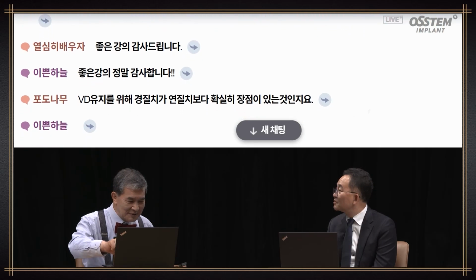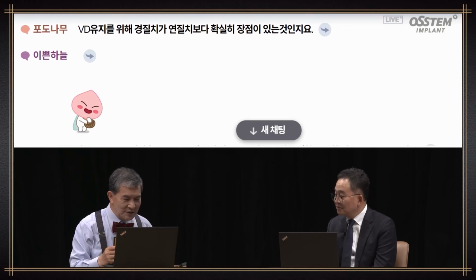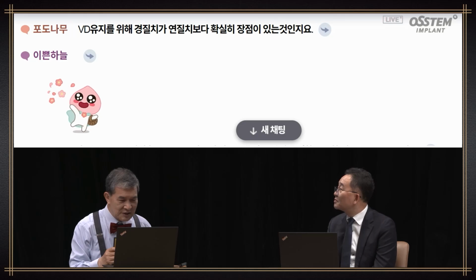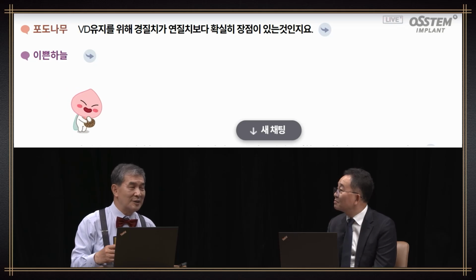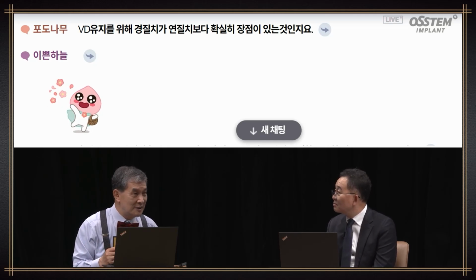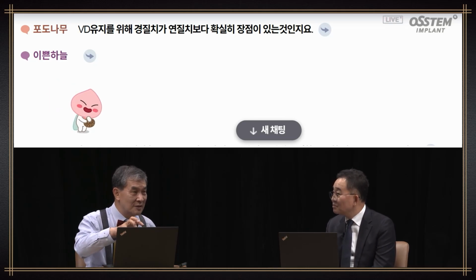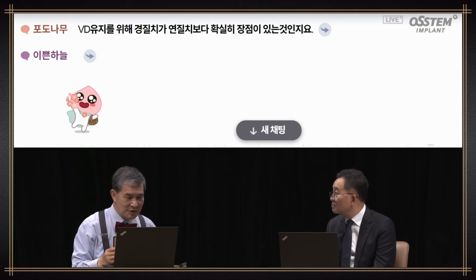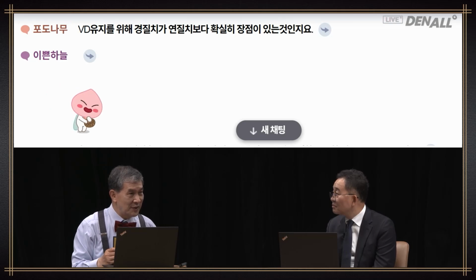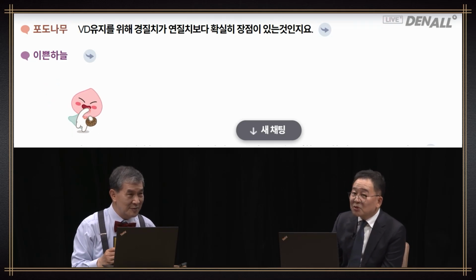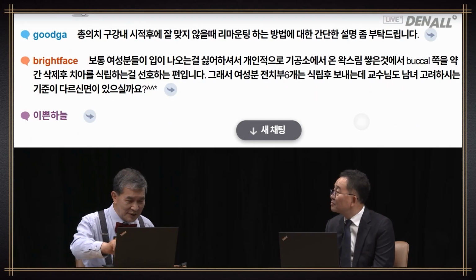Grape Tree has expressed gratitude. This person has left a lot of questions as well. For VD maintenance, is a hard composite resin tooth from the vendor better than a soft tooth? By hard tooth, I think this person is talking about a composite resin tooth coming from the vendor, and the soft tooth feels softer than that. Is the hard tooth better? Because it can prevent wear, I think it's good. Yes. There are many questions.